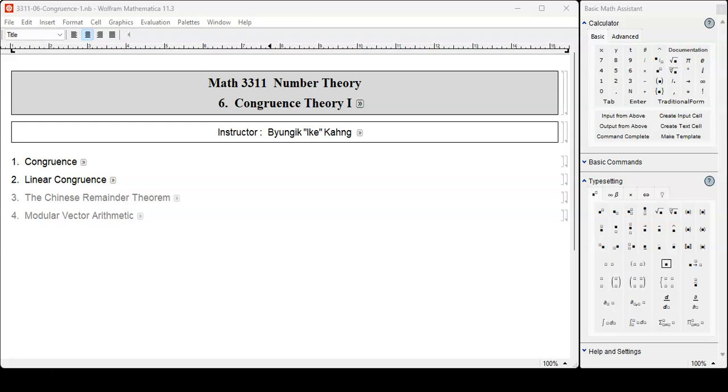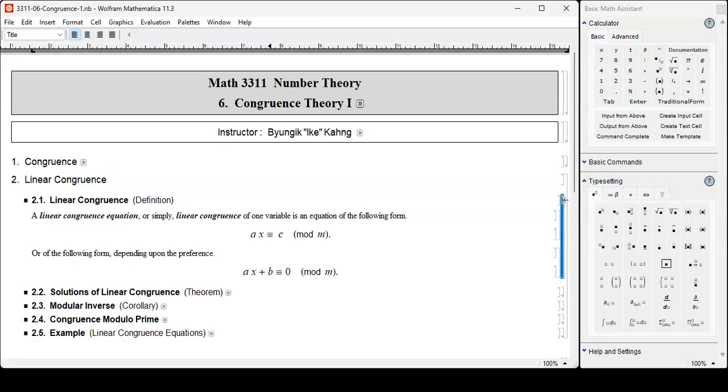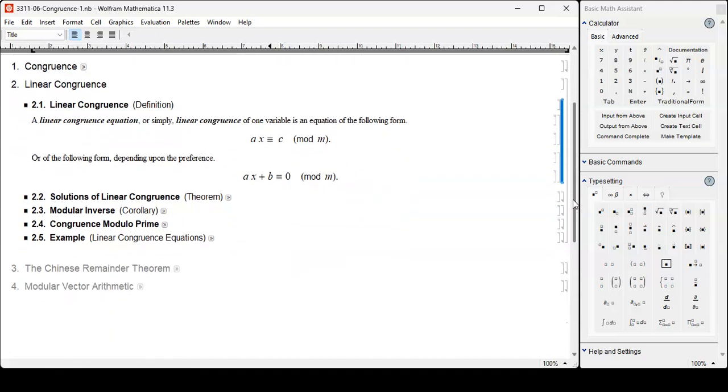Now let's go to section 2, linear congruence. More precisely speaking, what we are studying is linear congruence equations. Kind of like this: ax is congruent to c, or equivalently speaking, ax plus b is congruent to 0, except that instead of equality, we use congruence modulo m. Same here.